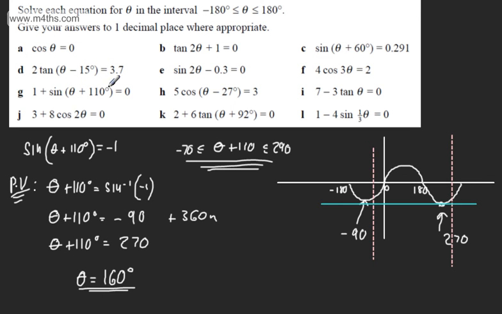Okay, let's do another one. Let's choose something different. Let's go for this one: 1 minus 4 sine of 1/3 theta is equal to 0. We're interested in theta between negative and positive 180.